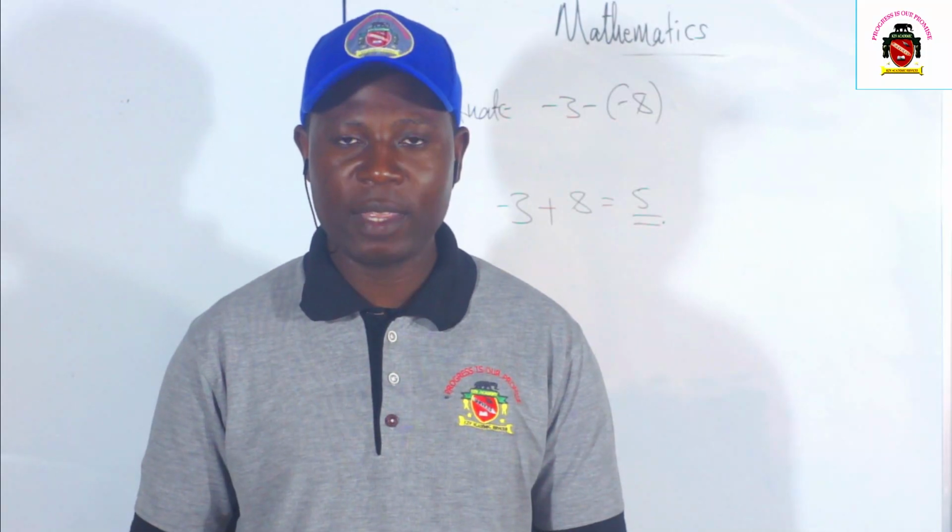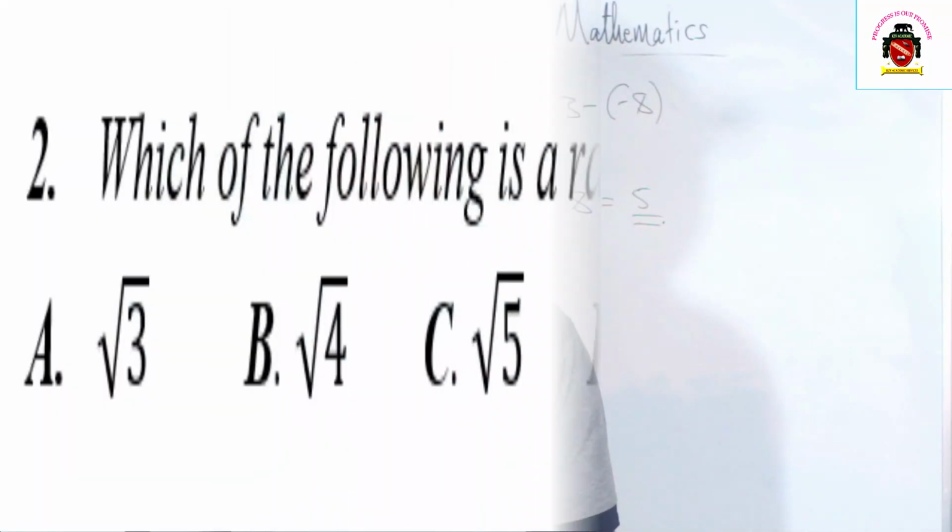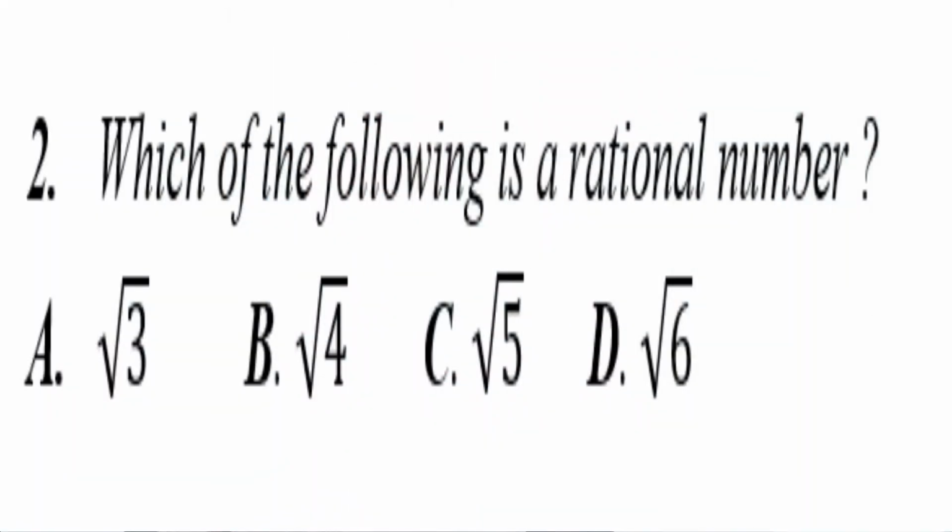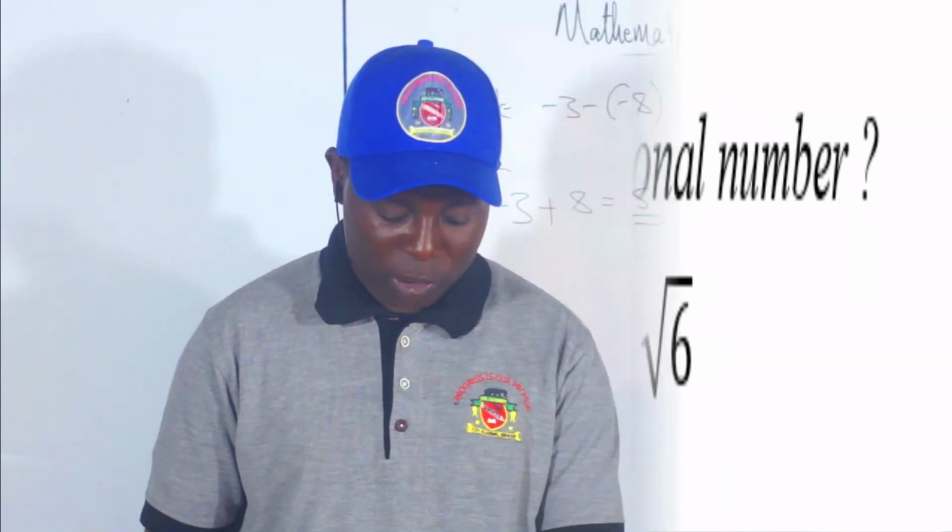So when you look at B from the choices that have been given, the square root of 4 is 2, meaning that you can write it as 2 over 1, where 2 is A and 1 is B. And you can see that B, which is 1, is not equal to 0. Okay, let's move on to question 3.